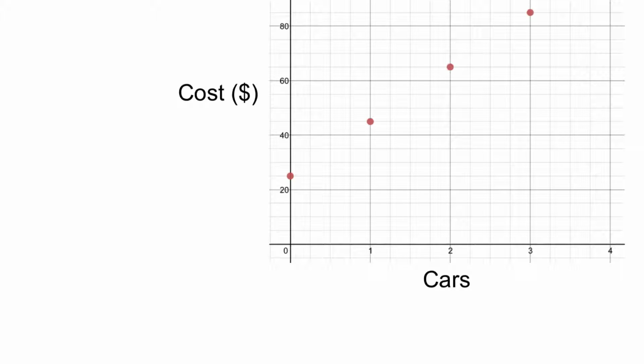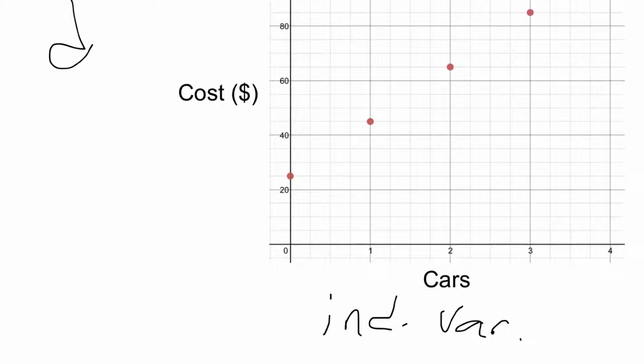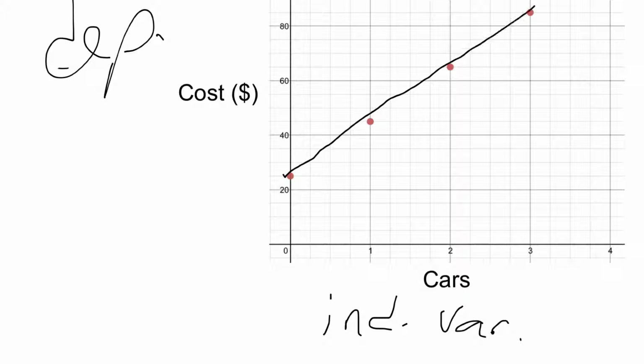Alright, so down here, again, we have our independent variable. And over here, we have our dependent variable. Now, if we were to put a line through this, I'm awful at connect the dots, so forgive me. But we see we have a line. The relationship is linear.